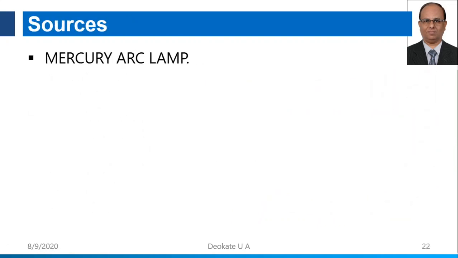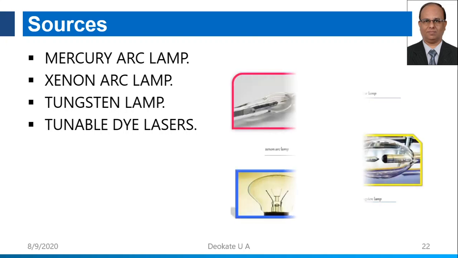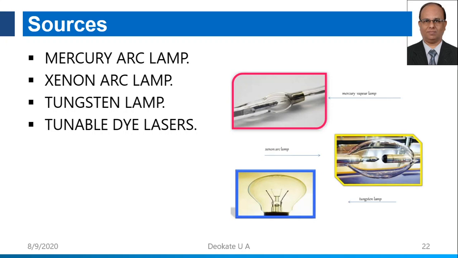Now we'll start with the source. The mercury arc lamp we have studied in UV-visible spectroscopy also. The second is the xenon arc lamp. The third is the tungsten filament lamp, and the fourth is the tunable laser. So these are the various sources available. You can see the pictures of the mercury vapor lamp, the tungsten filament lamp, the xenon arc lamp, and the tunable lasers.